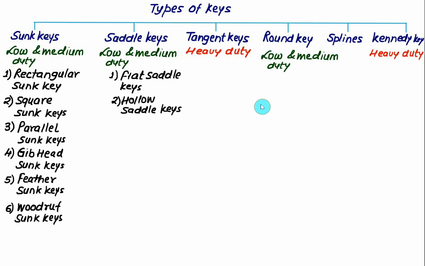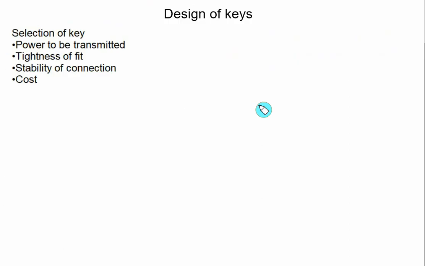After that, we'll go for the design of the keys. Selection of the key is based on the power transmitted, whether we have low power, medium power, or very high power transmitted. According to that, you have to select the saddle key, sunk key, feather key, splines, or the Kennedy key. Then, depending upon the tightness of fit, whether we want loose fitting or tight fitting, we have to select the key. Then the stability of connection, and finally the least cost involved in designing the keys.